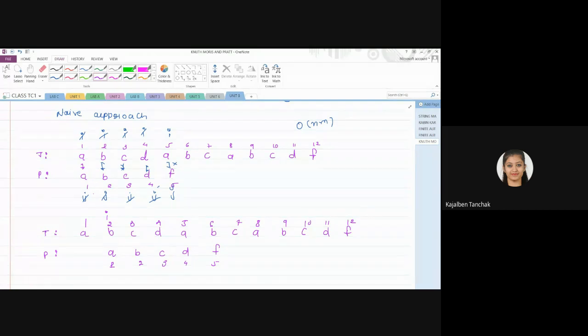So is there any way? Yes, there is one way, called the KMP algorithm, Knuth, Morris and Pratt algorithm, to save the time of backtracking and comparing the same elements again and again. In KMP we pre-process the pattern in such a way that if the same string is repeating again, then we do not need to check it. Fine.